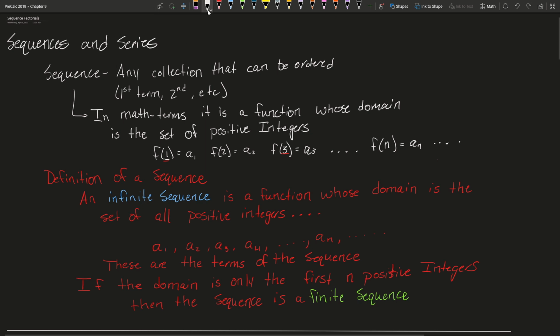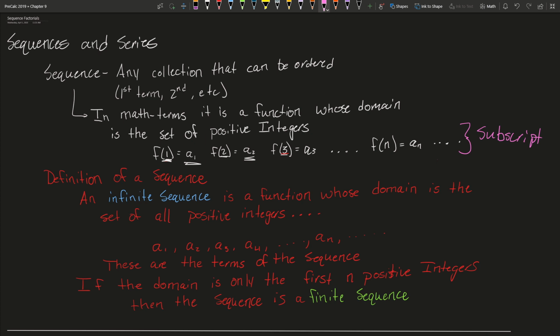So we have function notation down here, and we have the notation that we're going to be working with coming up. F of 1, that just means it's the first term. We're going to rewrite this as a1. F of 2, that's the second term. We're going to rewrite that as a2, and so on. So this notation with the a's and the subscript, that's called subscript notation. And we're going to be using that for the rest of the chapter. Okay, so that is kind of the definition of a sequence.